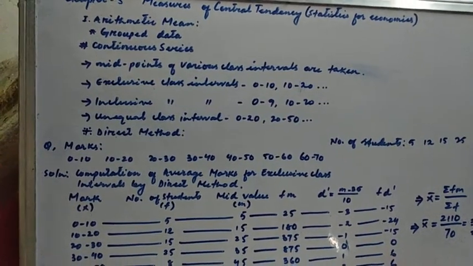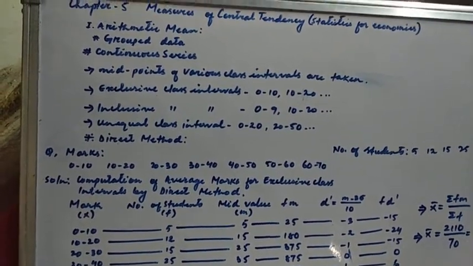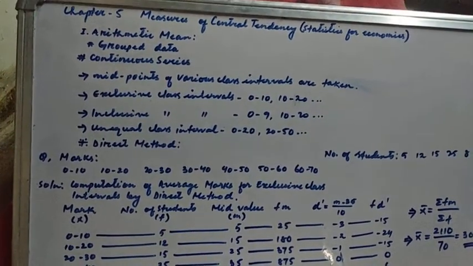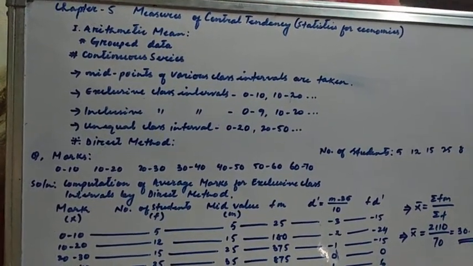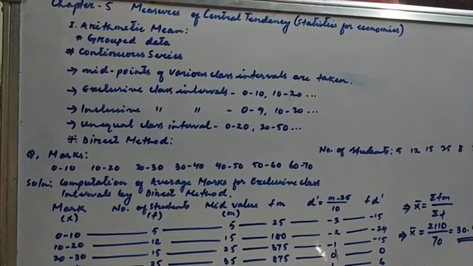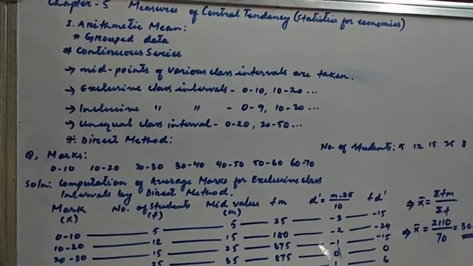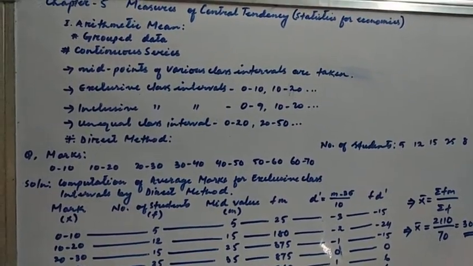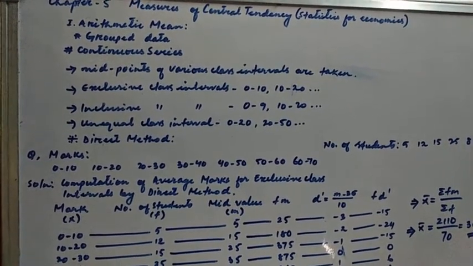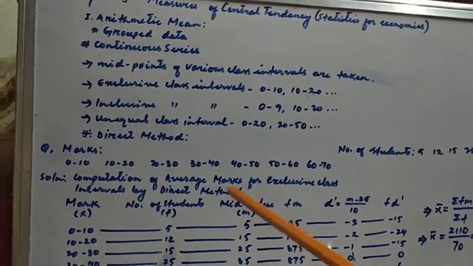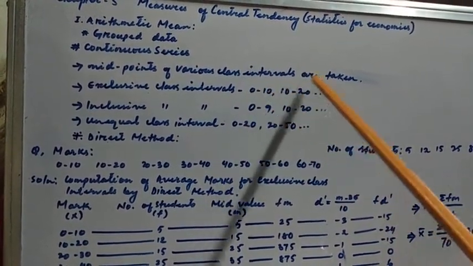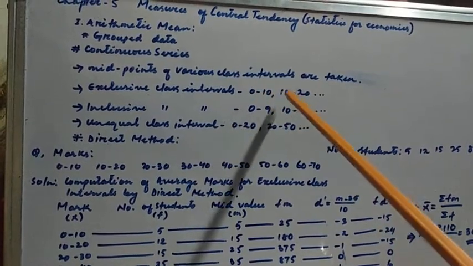discrete series, but the only difference is that the midpoints of various class intervals are taken when it comes to continuous series. For discrete series we did not take any class interval midpoints, but for continuous series we take the midpoints of each of the class intervals, and class intervals are given when it comes to continuous series. So class intervals would mean this 0 to 10, 10 to 20, all these are class intervals.